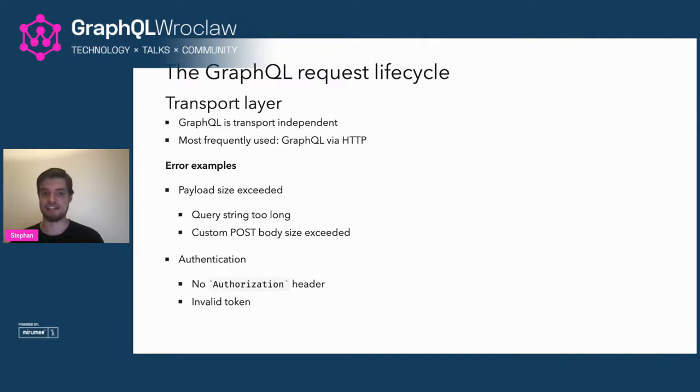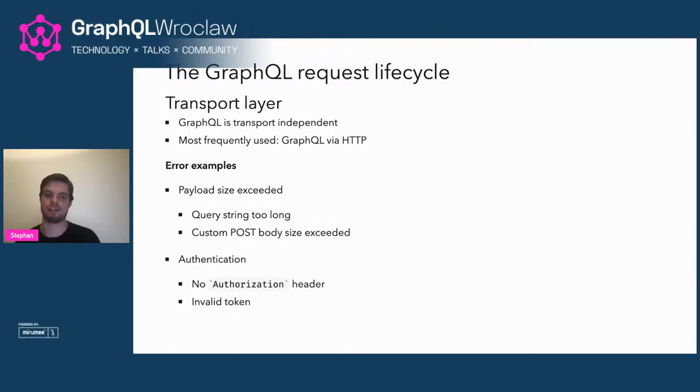Error examples here are things that happen before you even reach the GraphQL part of your server. You might have constraints on your request payload size, like the query string might get too long. You might have a custom post body size. We have that, for example, so that we can guarantee that your request will be cached on the CDN. Those things need to be considered beforehand and might be their own error cases, but you still want them to be formatted in the same way as all your other errors are.